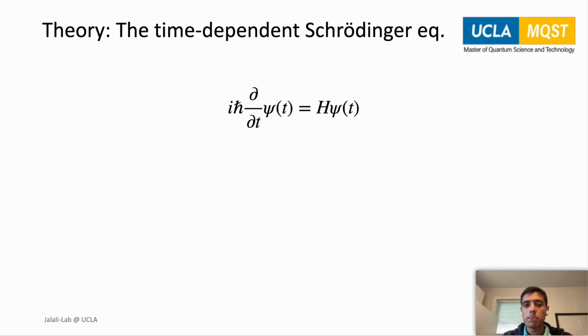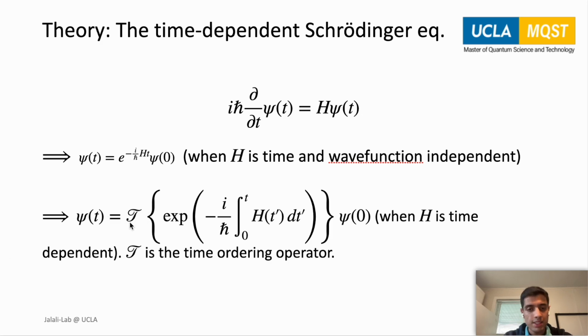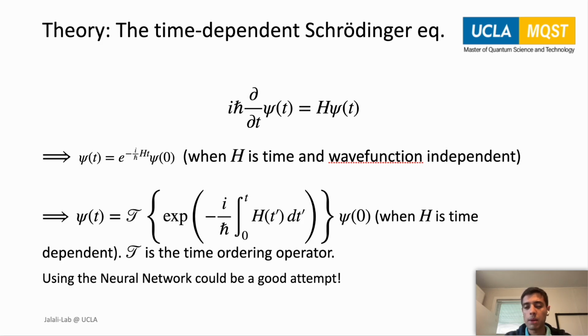So the time-dependent Schrödinger equation is given by this equation right here. If you want to perform the evolution of wave functions using the time-dependent Schrödinger equation, we can use this result given by the second equation, provided the Hamiltonian is time and wave function independent. We can use this result instead, which is an integral expression, in the case when the Hamiltonian is time dependent, and tau here is the time ordering operator. But in our case, we have the Hamiltonian proportional to the negative of the square of the wave function. Therefore, it satisfies neither of these two cases, and using the neural network could be a good attempt, just like one may use the split-step Fourier method.